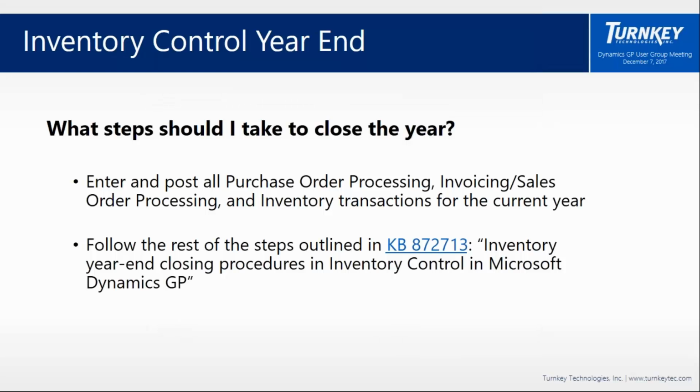Okay, so some of the steps then before you close the year. Again, you can read right here, posting all your purchase order, your sales order processing, and inventory transactions for the current year. Those are the three modules that are intertwined very tightly. So any purchase order processing transactions, that's what you're ordering. The sales, that's what you're selling, and then the inventory that would reduce or increase any of your inventory for that year. Okay, and then this is what I was talking about here, the KB knowledge base, and that's the number 872713 for inventory. And a lot of these have not changed over the years. The processes are still the same. So if you've done this before, it's pretty similar to what you've done in the past. Okay, you just got to remember to do that.